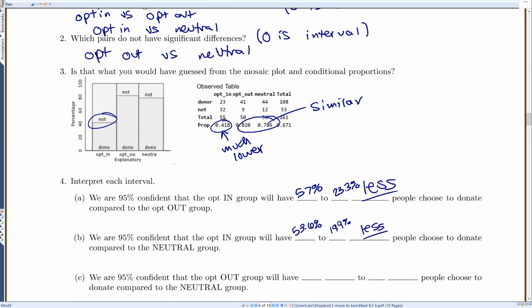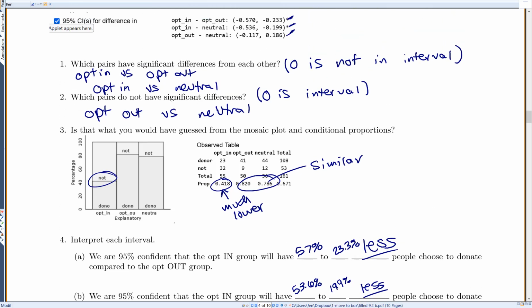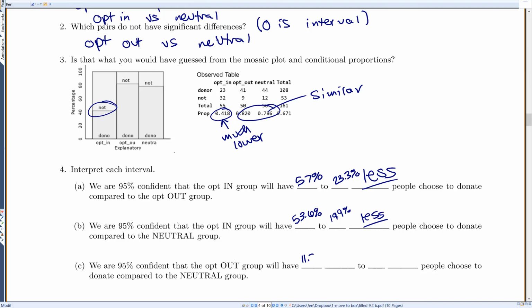And now we want our opt-out versus neutral group. So that would be this last interval right here. Notice that one is negative and one is positive. So we're going to have 11.7% less to 18.6% more people choose to donate compared to the neutral group. So that's why A and B were both significantly different, because we're pretty sure the opt-in group is less. But when we get to opt-out versus neutral, it's either less or it's more. It's not significantly different.